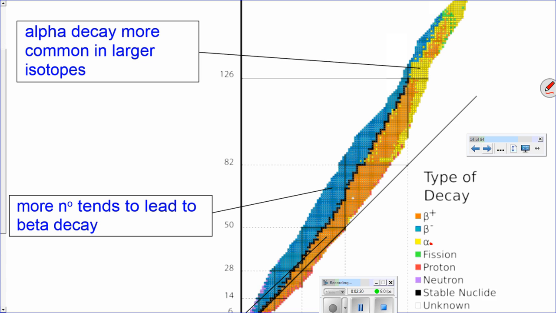You're going to notice after right here, there's no more black. So it's very hard to be stable the bigger you get because you have a lot of protons that you're jamming into a small space. So in alpha decay, what you're trying to do is improve your proton to neutron ratio, get it a little bit more stable by giving away 2 protons and 2 neutrons. It helps atoms get smaller, which makes it a little easier for them to be more stable.